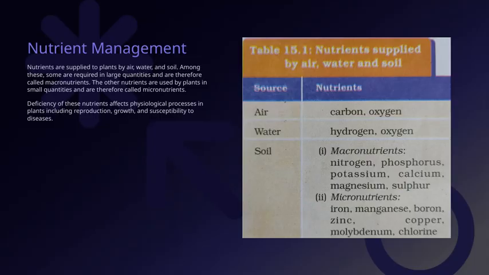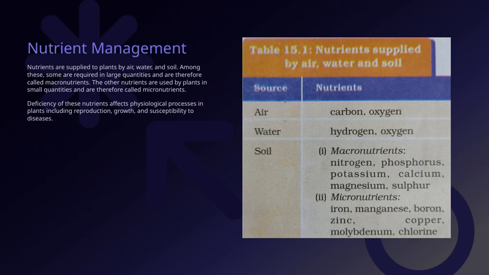Nutrients are essential for plant growth, and they are supplied through air, water, and soil. Among these nutrients, some are needed in large amounts, and we call them macronutrients. Others are required in much smaller quantities, which is why we refer to them as micronutrients. It's important to understand that both types play vital roles in maintaining healthy plants.